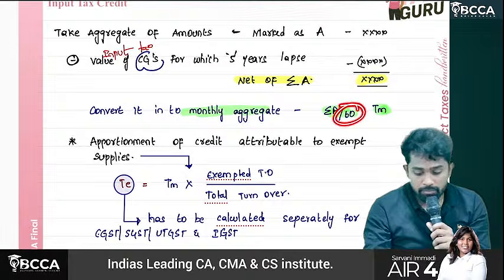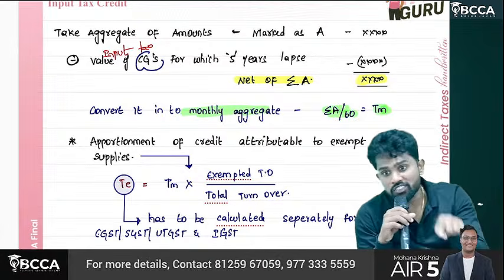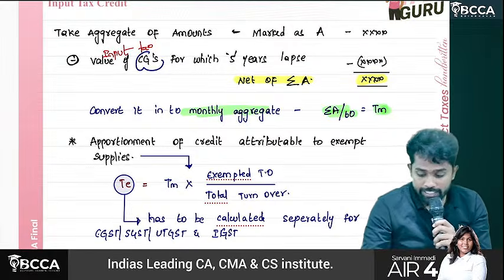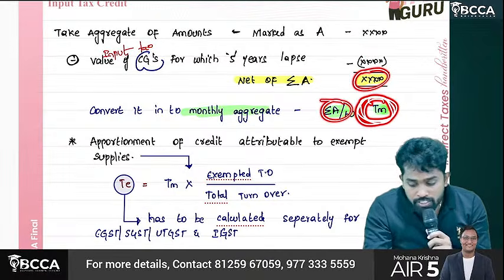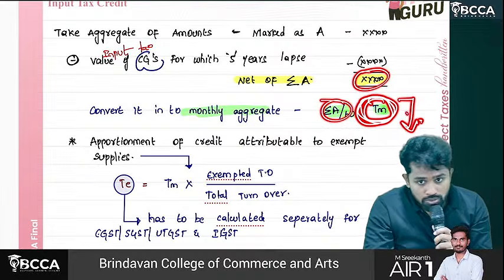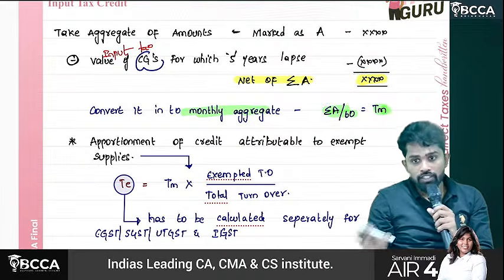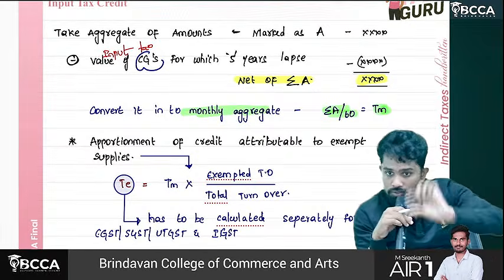Sir, why divide it by 60? Sir, 5 years means how many months? 1 year, 12 months. 5 years means 60 months. That's why we are dividing the aggregate of A by 60. Then we are getting the monthly common credit related to capital goods, which we call TM. Sir, we need to take aggregate of A. From there, if any asset's useful life of 5 years is expired, subtract those related amounts.